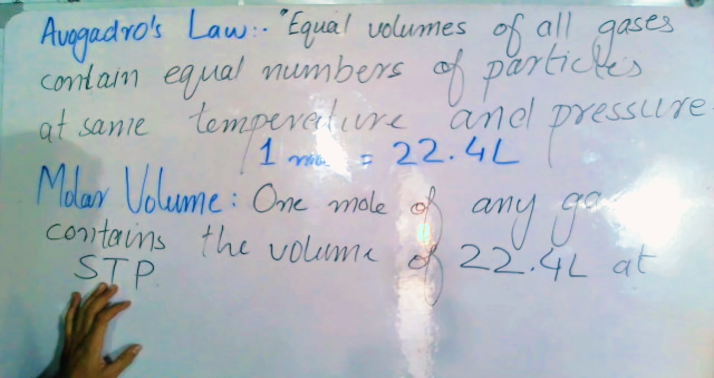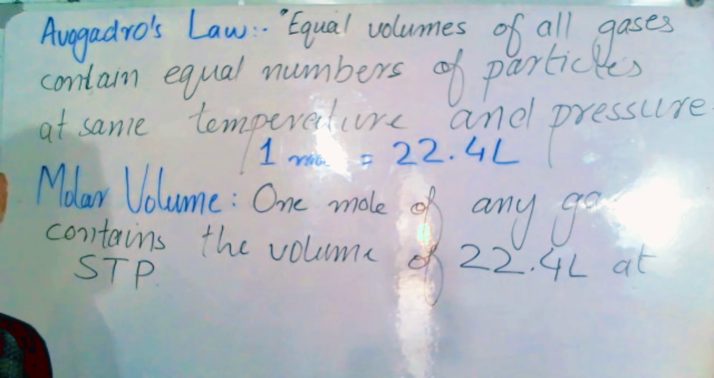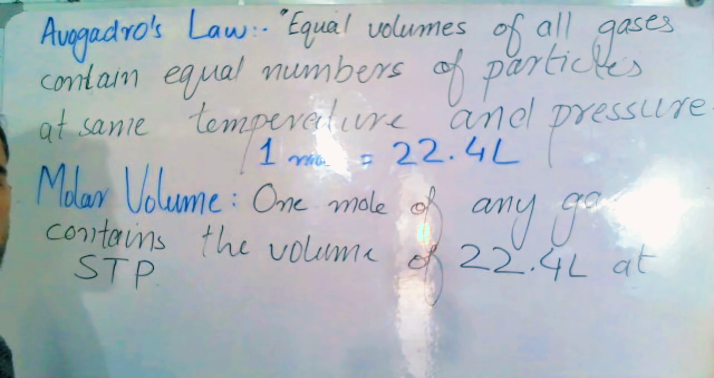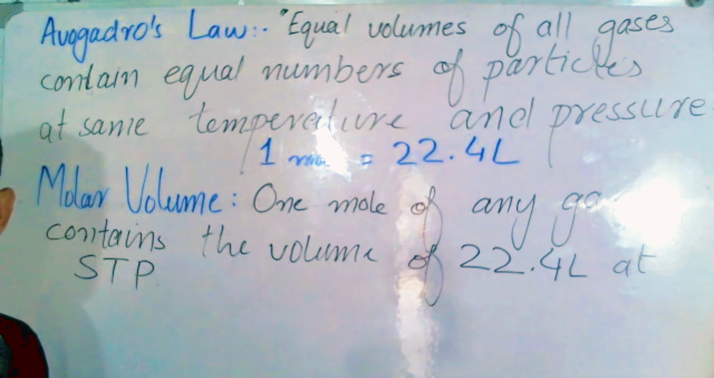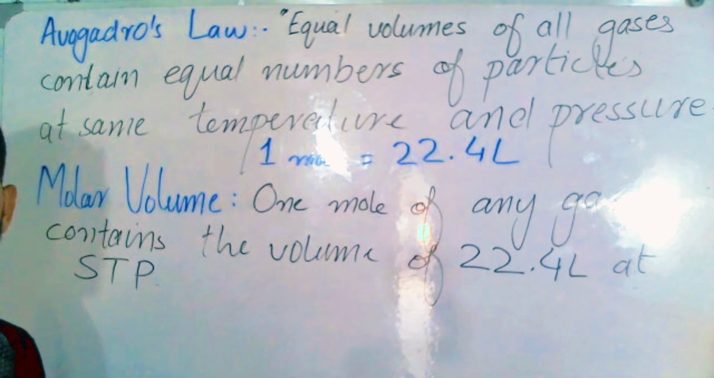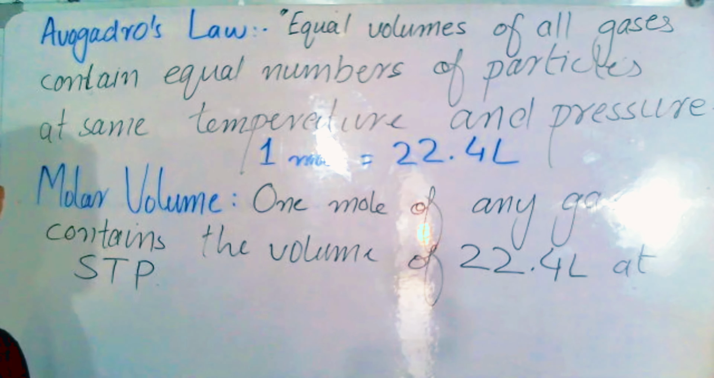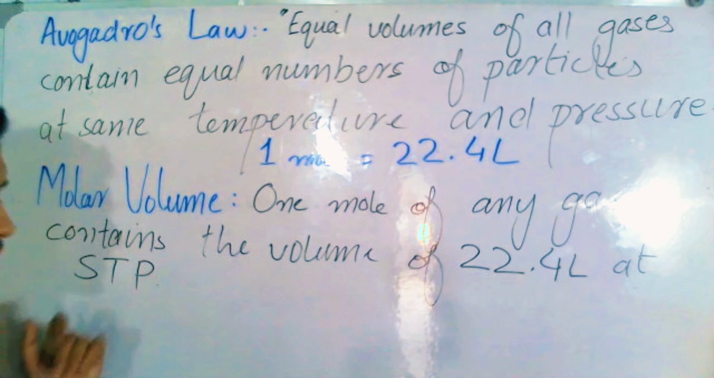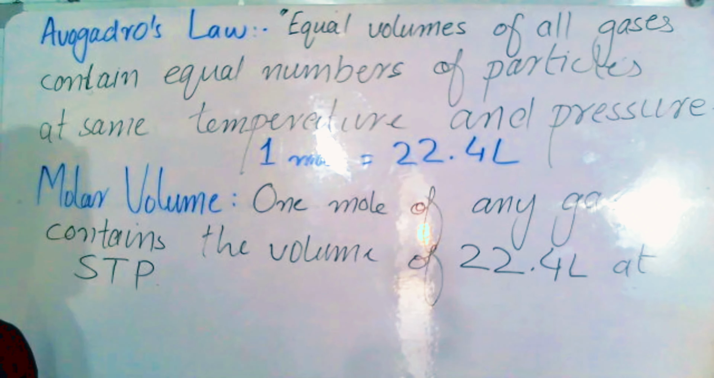What is STP? STP is abbreviation for standard temperature and pressure. Standard temperature is 0 degrees centigrade or 273.15 Kelvin, and pressure is 1 atm.